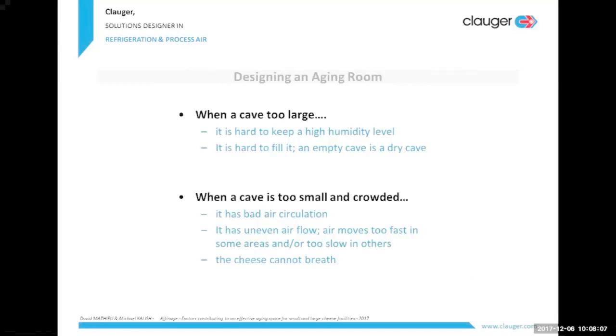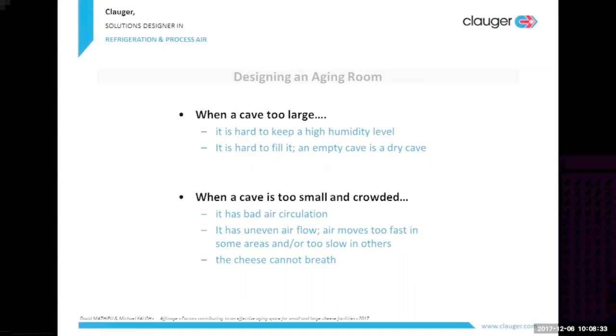When a cave is too large, sometimes it's funny, we visit the facilities, and either the cave or the draining room has just a crate or a few cheeses in a large room. And sometimes it's the other way around. You enter the room, you can't even go inside the room. It's so filled up with cheese, it's overcrowded with cheese. So both cases are bad.